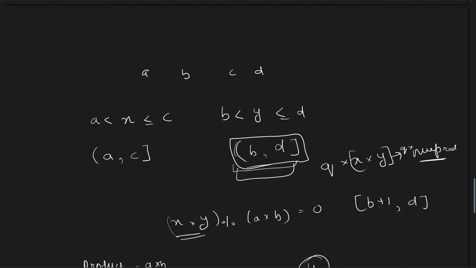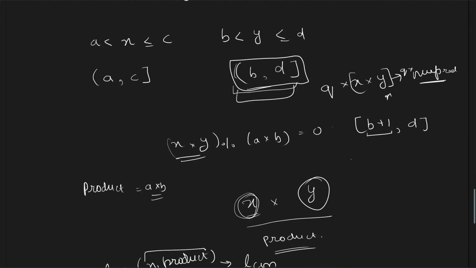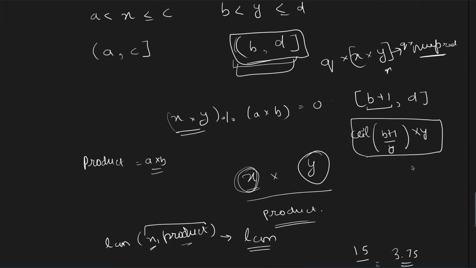So I have to find the minimum number such that it is a multiple of y and it is also greater than or equal to b plus 1. I can easily find it as the ceil value of b plus 1 divided by y, into y. So this would be that value, and then I just need to check whether this value is smaller than or equal to d or not. This way I will find my final answer x and y.